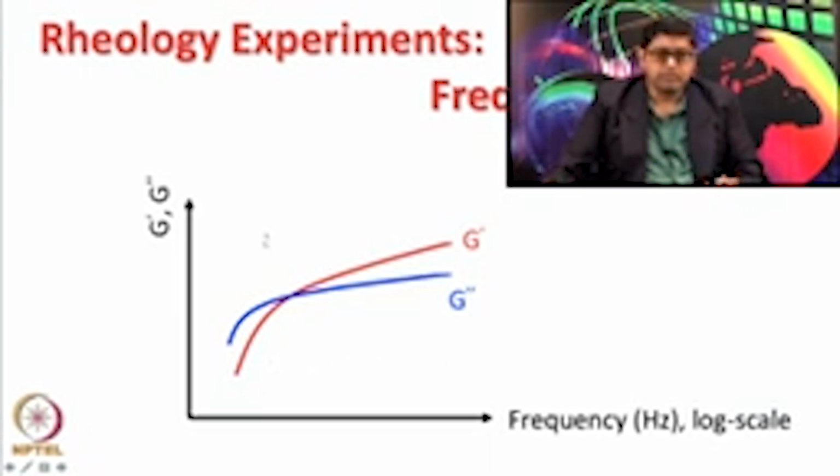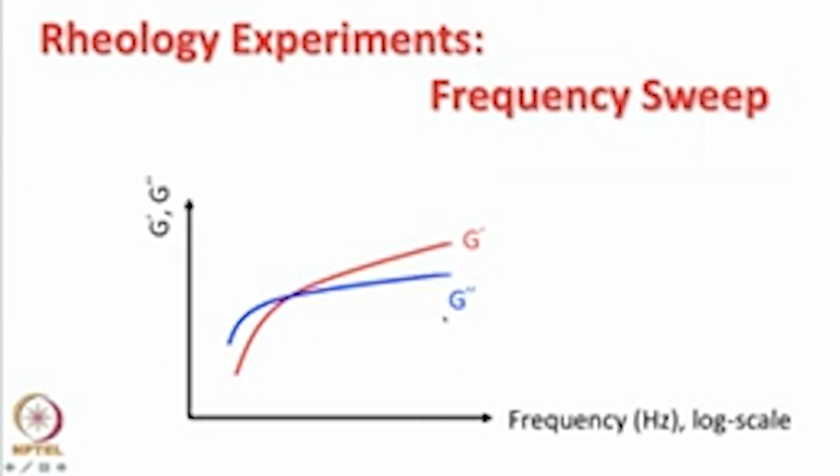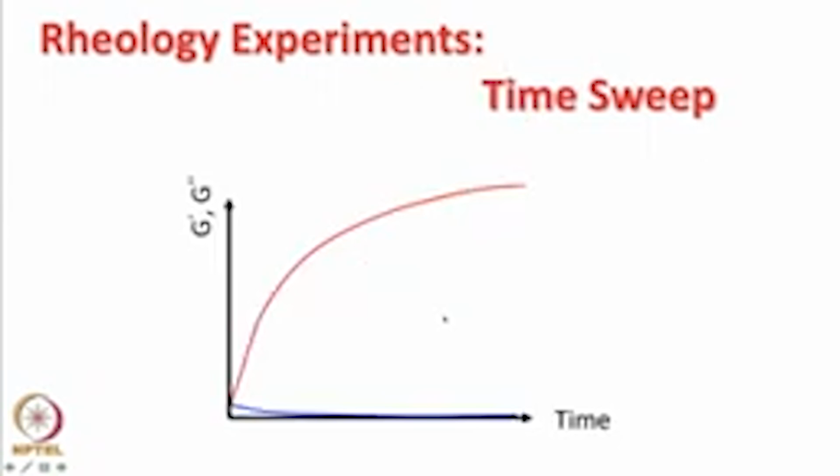But if you start deforming at a much higher frequency, then what you see is G prime increases, and eventually G prime will also saturate. G prime increases because the system does not have enough time to relax. So, this crossover point corresponds to the time scale of relaxation of the network. This is what most ECM networks will exhibit, like hyaluronic acid will exhibit this kind of behavior.